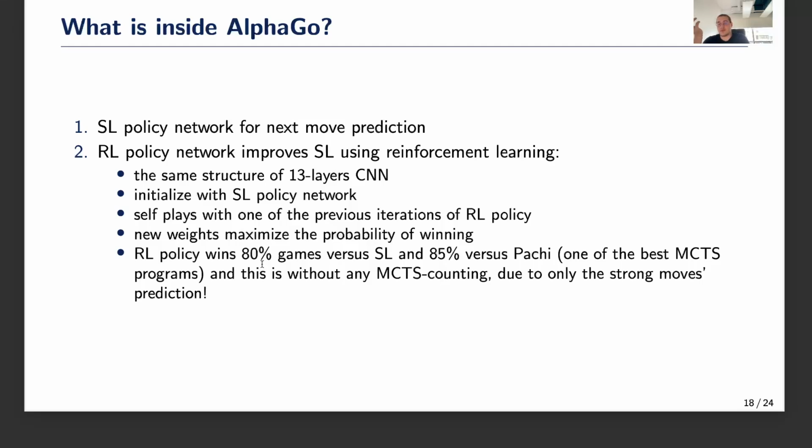The RL policy network becomes much stronger than the SL policy network, and it won 80% of games against the SL policy. It also beats Pachi, one of the strongest open-source MCTS-based Go engines, 85% of the time. And here's another kicker: these wins happened without using any MCTS at all, just the raw move predictions from the policy.